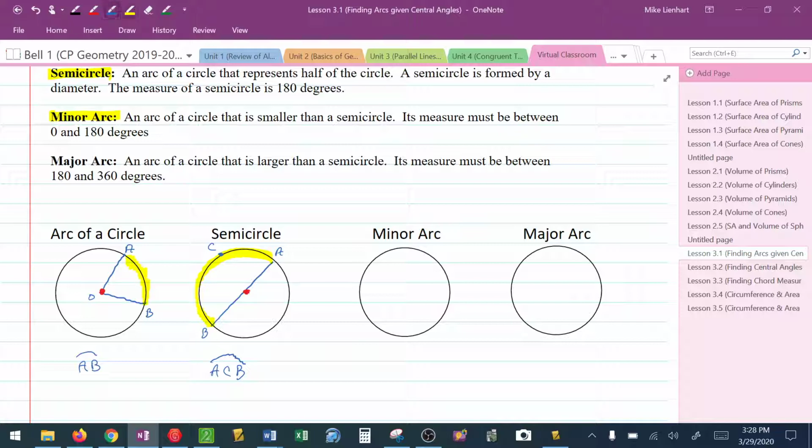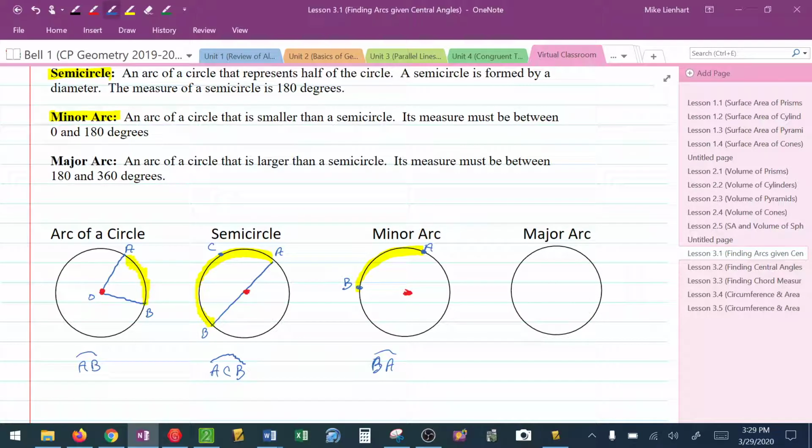All right? So if I wanted to talk about the arc that goes from A to B here, if I look at that pathway, I know it's less than half of a circle. And if it's less than half of the circle, I can call that a minor arc, and I only need 2 letters to describe it. I could call this arc BA, or I could call this arc AB. Both are saying the same thing.